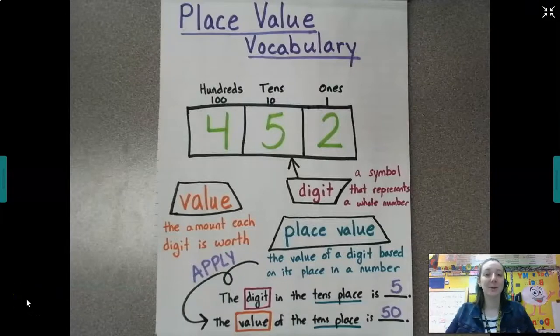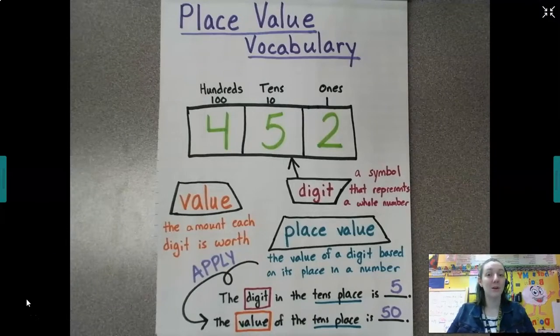Hi friends, it's hard to believe, but we are actually nearing the end of the year. So for the rest of math, we're going to be reviewing some concepts and reinforcing things so you can be very solid on them before you go to third grade, because these are going to be really important to build on third grade standards for math.